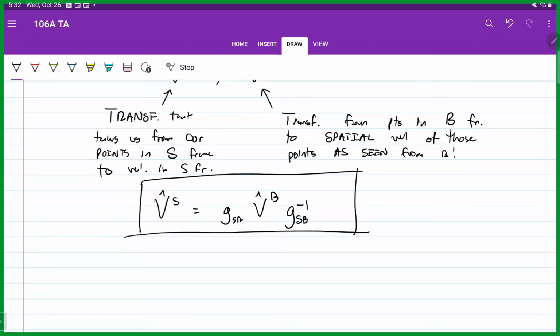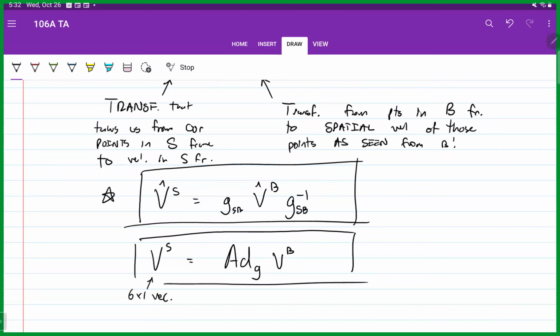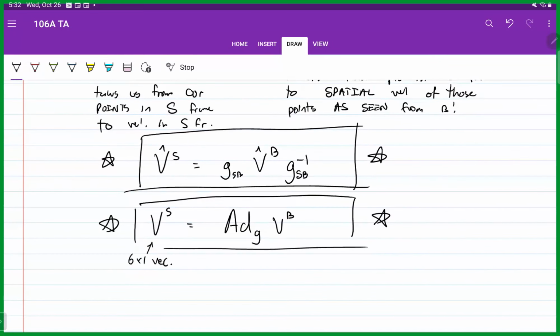Then we also had a second form that did the same exact transformation, just acting on the individual vectors this time. We said vs, not the hat map this time, our actual 6x1 vector, was equal to the special matrix called the adjoint of G multiplied by v body. These are two important relationships that we'll see popping up a lot today. That's more or less all we had to do to review our rigid body velocities.